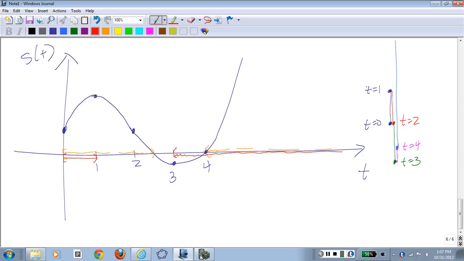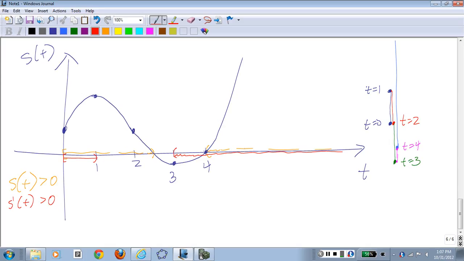So orange is what? It's where it's on the positive side of the origin. Red is where it's headed in the positive direction. Now, it's on the positive side of the origin when S of t is positive. It's headed in the positive direction when S prime of t is positive.